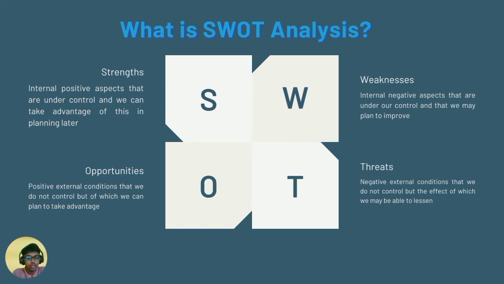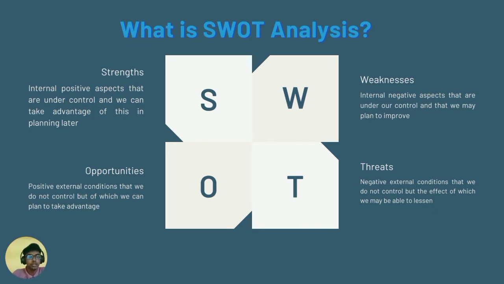If you look at the bottom part, we have opportunities and threats. Opportunities are positive external conditions that we cannot control. They are out of our control because they are external aspects, but we can plan to take advantage of them. As for threats, they are also external conditions, but negative ones that we cannot control, but we may be able to try to lessen them. The basic thing is that strengths and weaknesses are under our control because they are internal aspects. As for opportunities and threats, they are external conditions that we cannot control. But since we know them, we may take advantage of them and maybe lessen them.